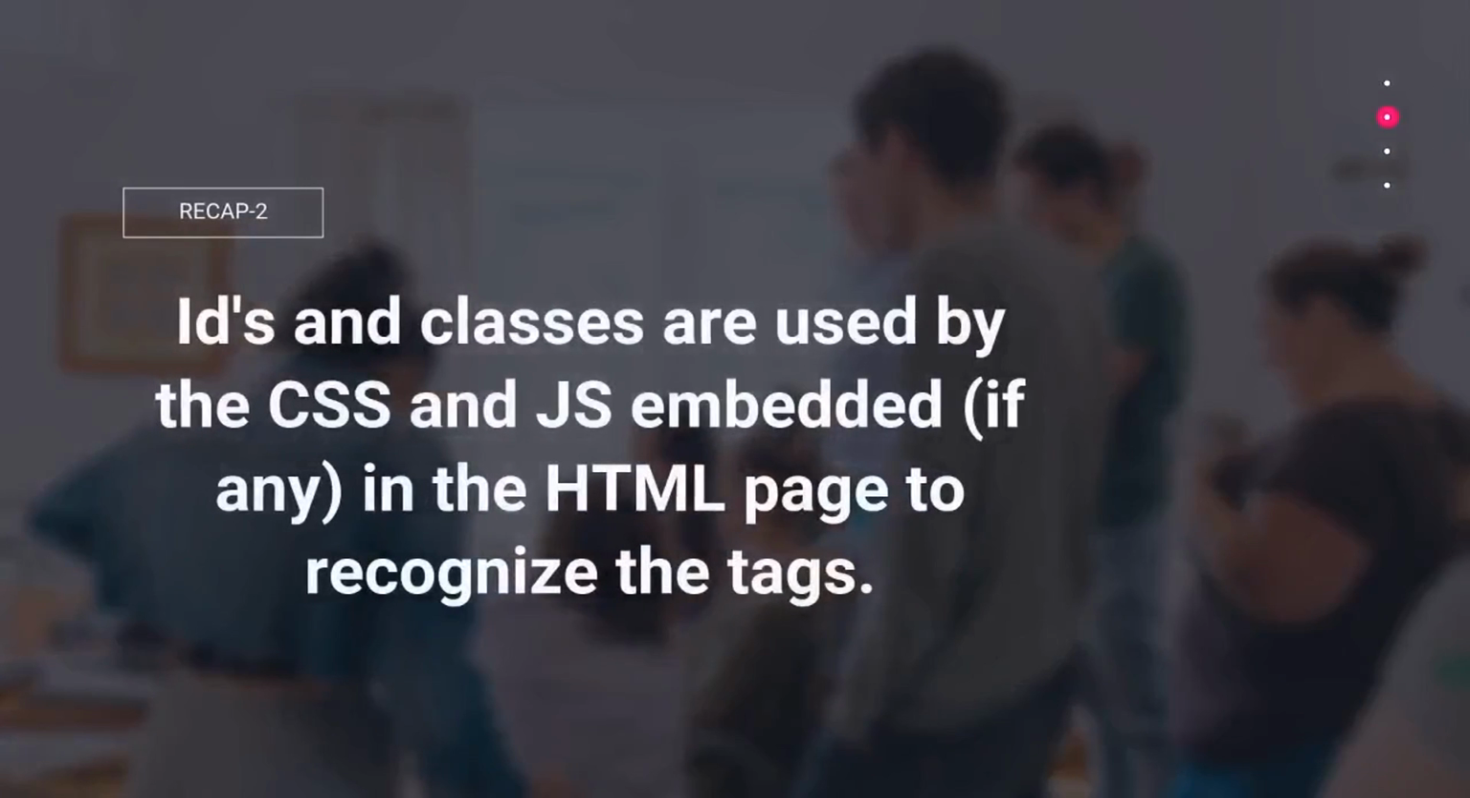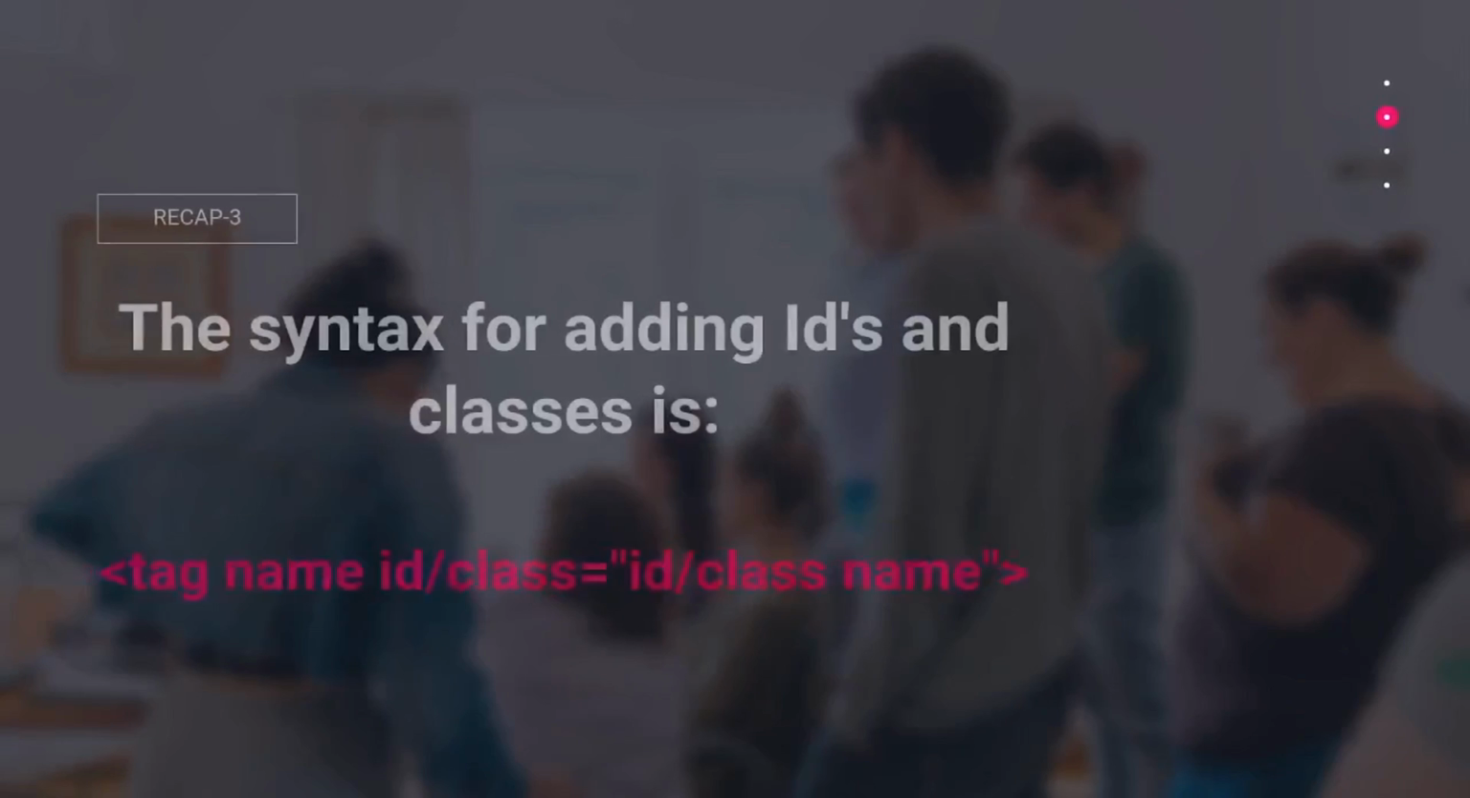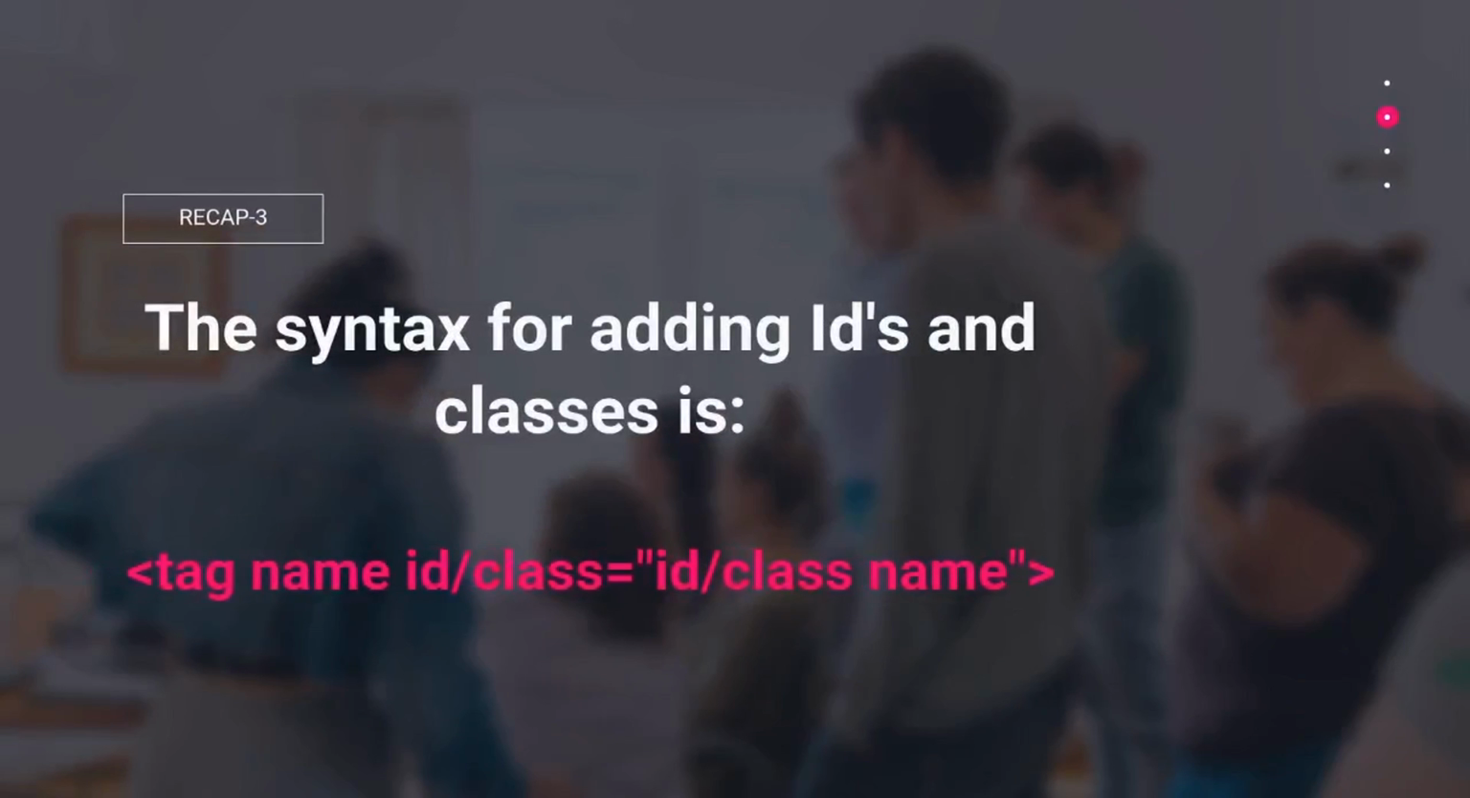Okay, then we have learned IDs and classes are used by any CSS or JavaScript embedded, if you had embedded any, in the HTML page to recognize the tags and target them. Then we had the syntax for adding IDs and classes. Okay, first you'll give the tag name, then your ID or your class, whatever you want to give, is equal to your double quotes. Between that you'll give your ID or class name.